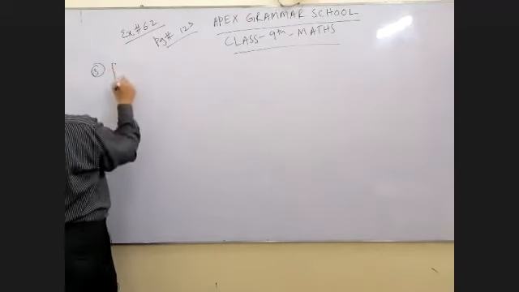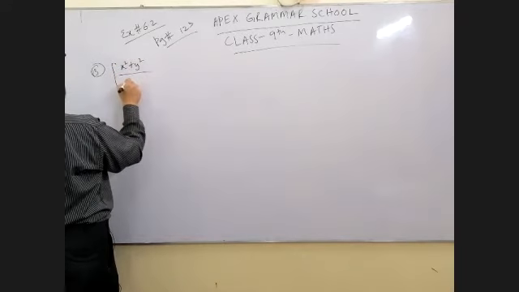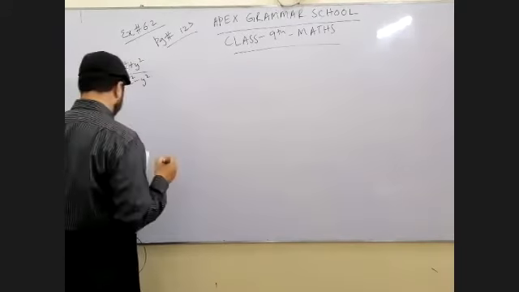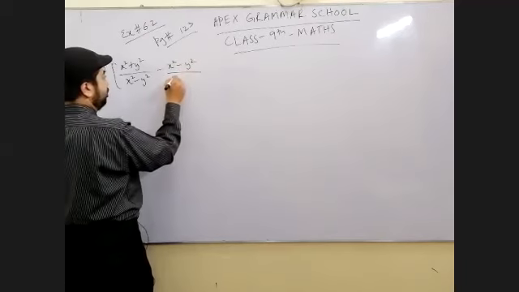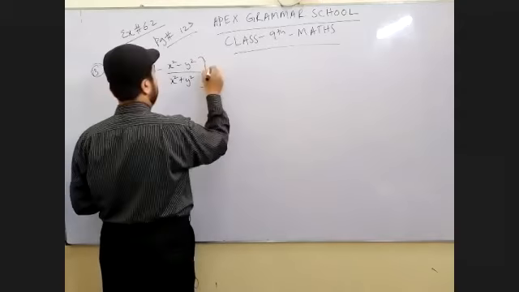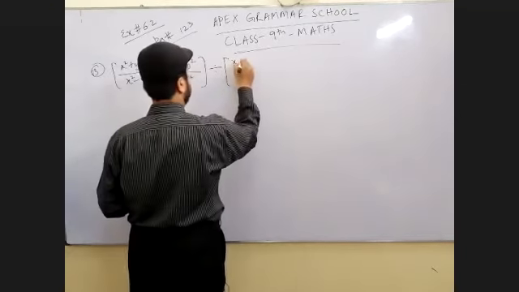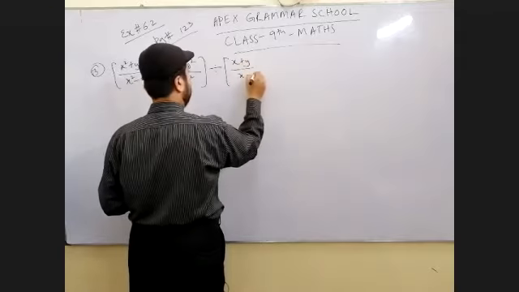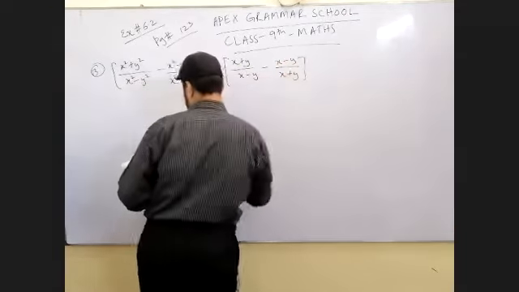That is (x square plus y square) over (x square minus y square) minus (x square minus y square) over (x square plus y square) in the denominator. After that, (x plus y) over (x minus y) minus (x minus y) over (x plus y).